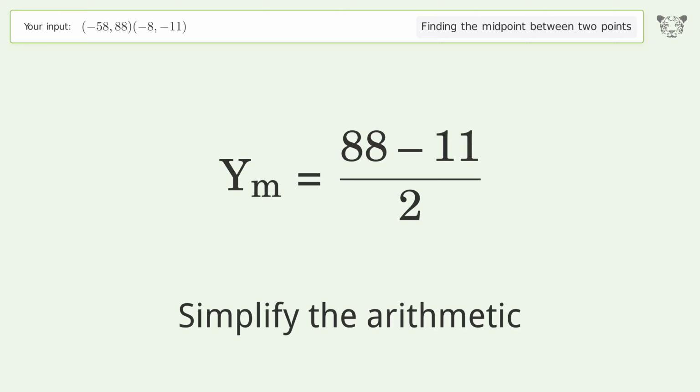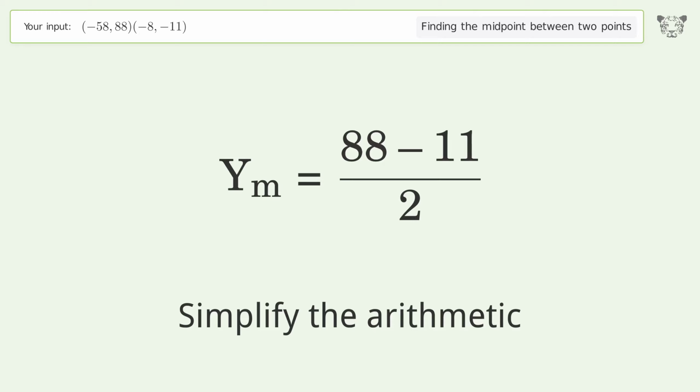You ask Tiger to calculate. This deals with finding the midpoint between 2 points. The midpoint between the 2 points is (-33, 38.5). Let's solve it step by step. Plot the 2 points and calculate the midpoint using the formula.